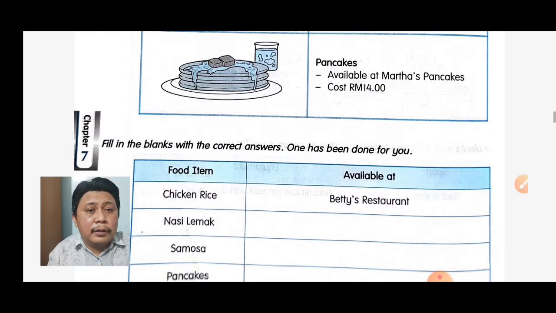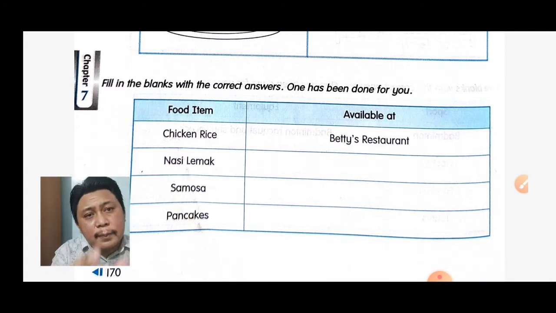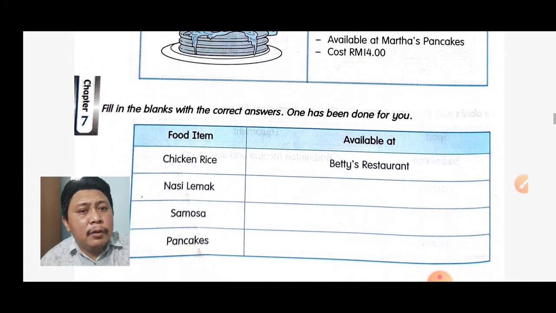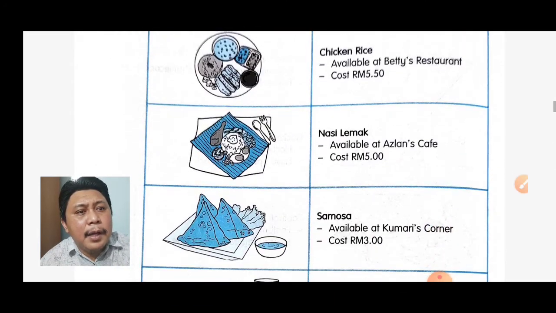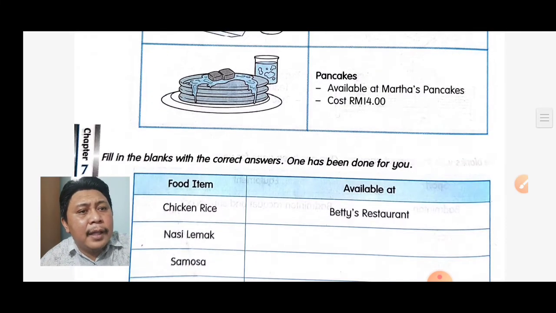Look at the question now. Fill in the blank with the correct answer. One has been done for you. Look at number one. Number one is chicken rice, available at Betty's Restaurant. So now look for nasi lemak. Where is nasi lemak available? Available at Azlan's Cafe. So just put Azlan's Cafe.